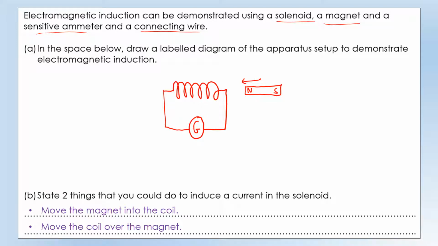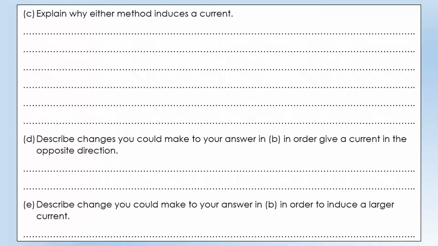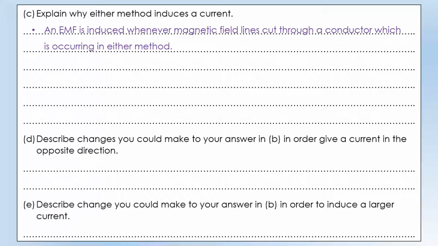So the two options are we can move the magnet into the coil, or we could move the coil over the magnet. Both of those things will induce an EMF and therefore a current. So explain why either method induces a current. An EMF is induced whenever magnetic field lines cut through a conductor, which, whether we move the magnet or we move the coil, is being forced to occur. So that's why we get an EMF.